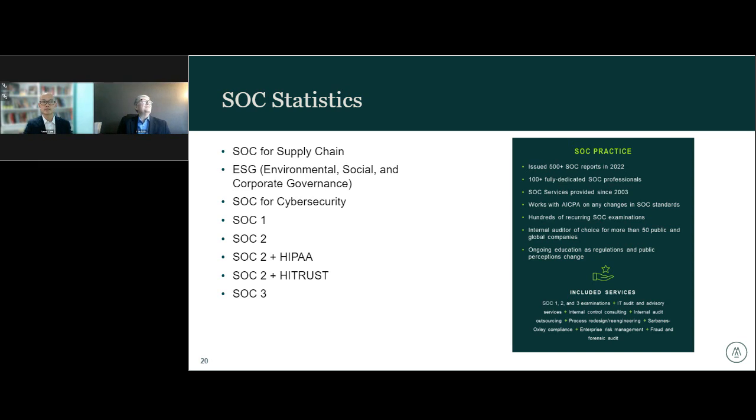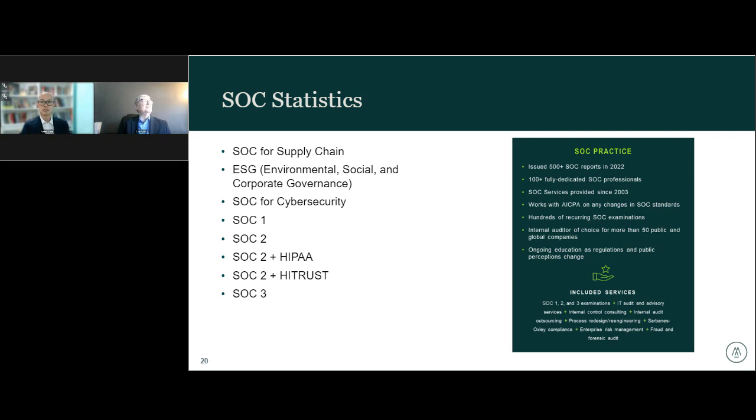To revisit the SOC, what the AICPA calls the SOC suite of services, I just want to talk about the other things that we are able to do in that area. If you've listened to this and realize, hey, the SOC for supply chain isn't exactly what I'm concerned about now, what we know is that there are going to be additional requirements for SEC companies in the next couple of years in the area of environmental, social, and corporate governance.